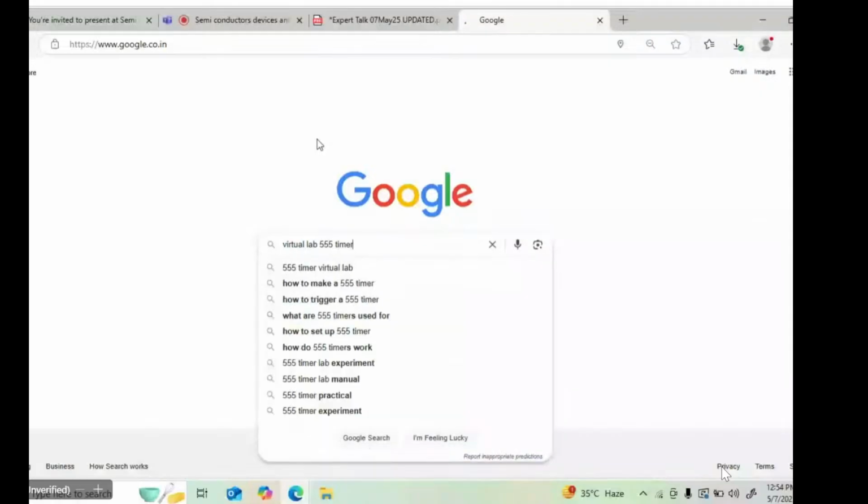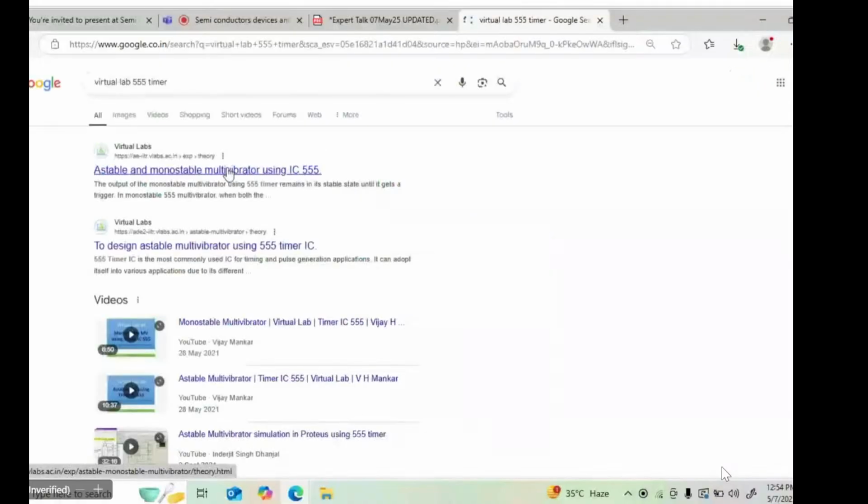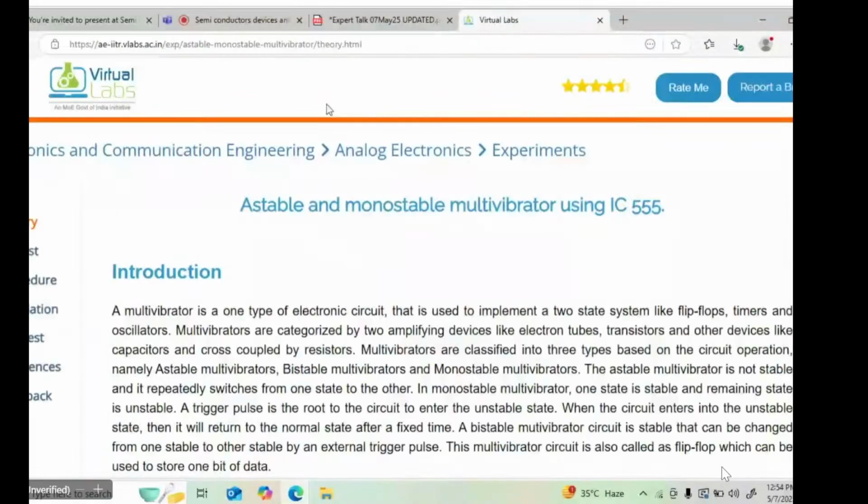So in the virtual lab, there is one browser, or you can say one software, developed by a renowned professor of IIT Roorkee. They have developed this virtual lab, and in this you can do any experiment. They have designed this virtual lab in a very nice way, so that anyone having very little knowledge of electronic circuits can also do their experiment, right? This is the theory they have provided here, right?